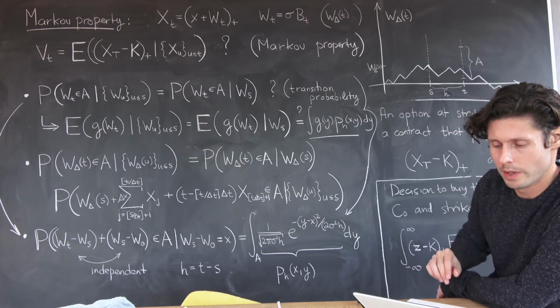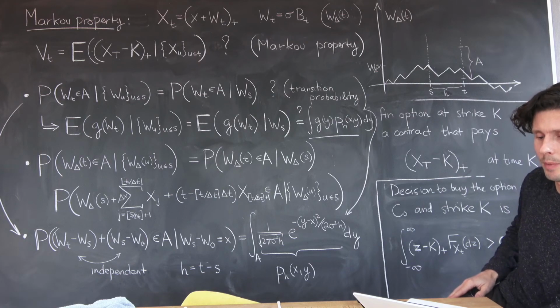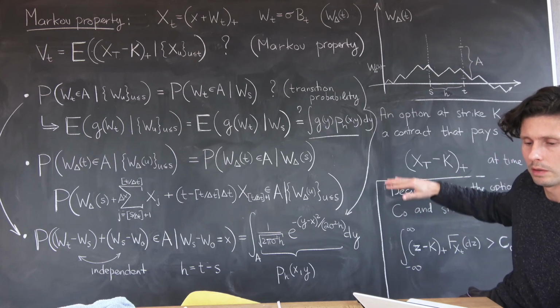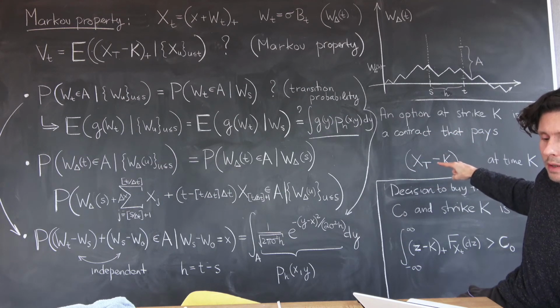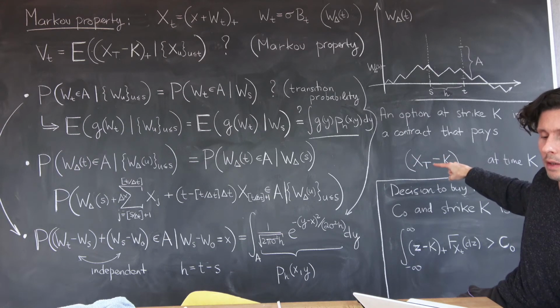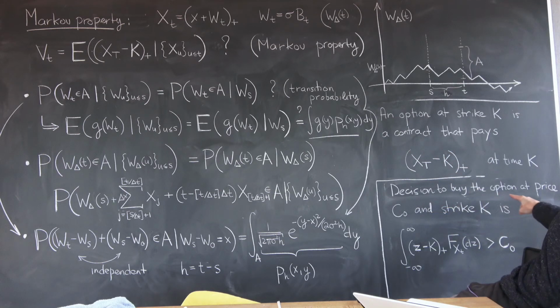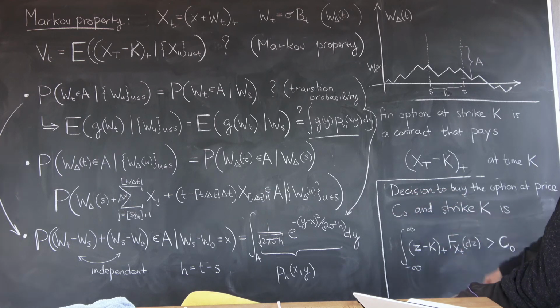So let's continue with the pricing example and discuss how one actually prices this type of option, this type of contract in a financial market. So, an option at strike K, with maturity T: if you buy this, you get paid the amount by which the price of the underlying stock exceeds the strike K. And so we're faced with a decision to buy this option at some price C0. The C is usually the convention for what's called a call option.